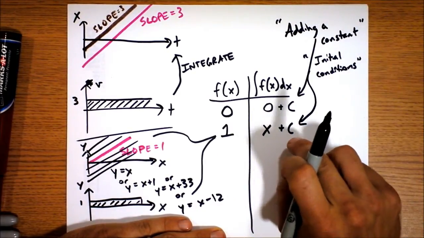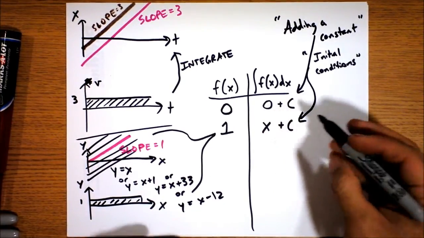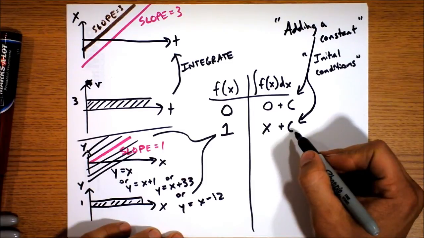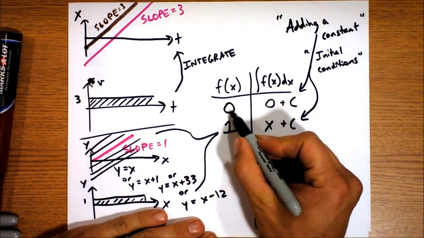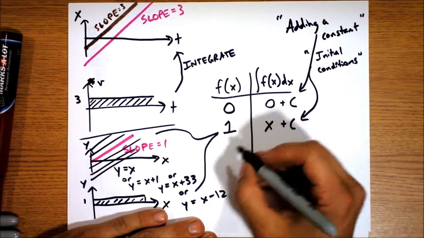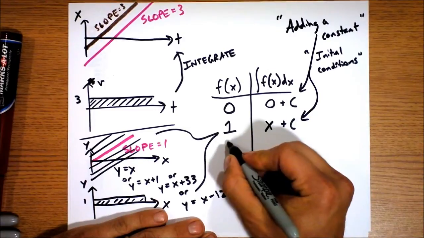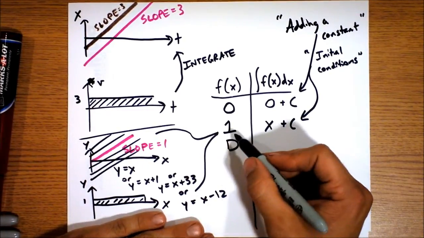In fact, the initial conditions are going to be required every single time. If you're asking for an integral, you don't know the initial conditions. So let's make this a little bit more interesting. We've integrated 0, and we got 0 plus a constant. We've integrated 1, and we got x plus a constant. What if I integrate some constant? Let's call it d, maybe.